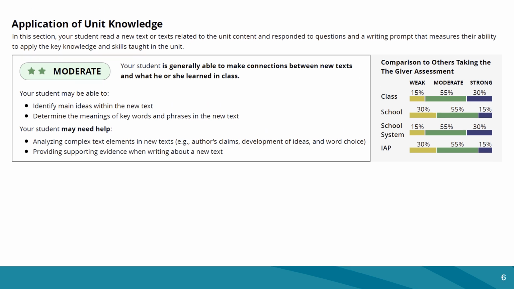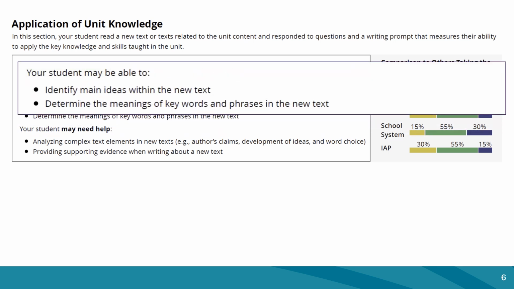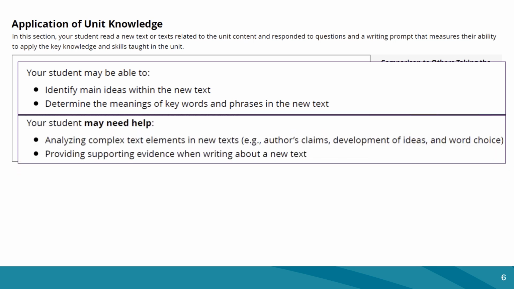In addition to ratings for each category, the report also provides information on what a student at that level is able to do and what they may still need help doing. In the example shown on the screen, you can see that a student who scored moderate in application is likely able to identify main ideas in a new text and determine meanings of keywords and phrases, but may still need help analyzing complex text elements and providing supporting evidence when writing about new text.